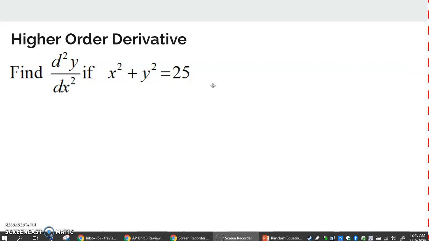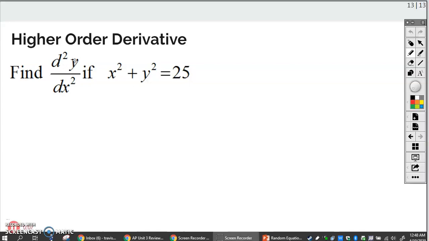So on this problem, we're asked to find the second derivative of y with respect to x if x squared plus y squared is equal to 25. And the way we're going to do this is first we're going to find the first derivative, and then we're going to take the derivative again to find the second derivative. Keep in mind that we're taking the derivative with respect to x both times.